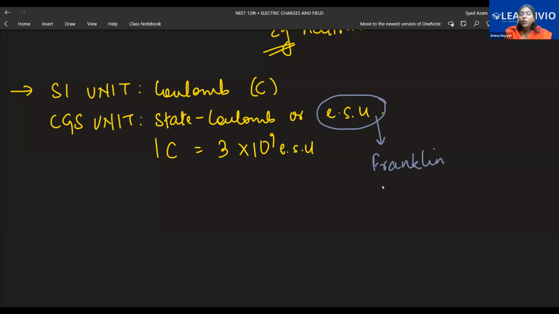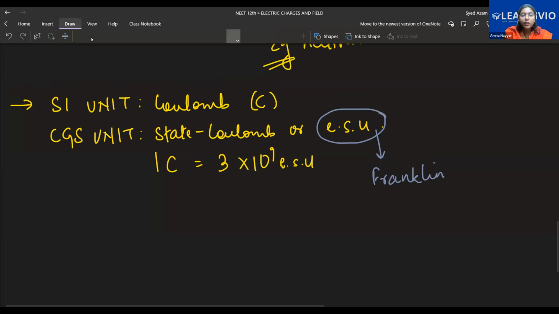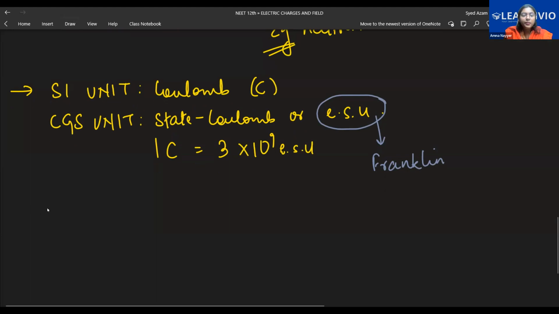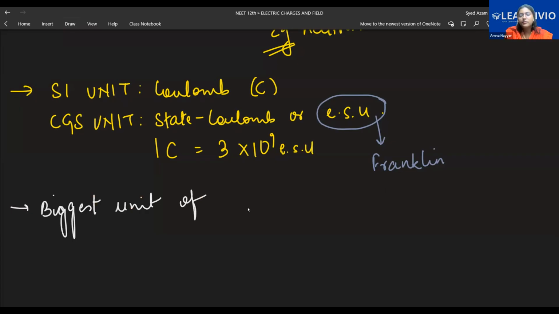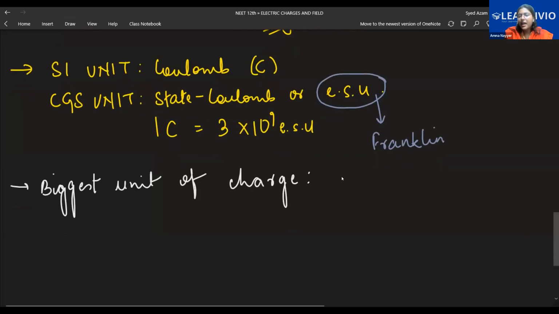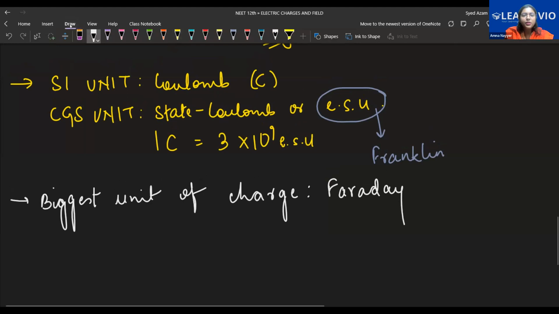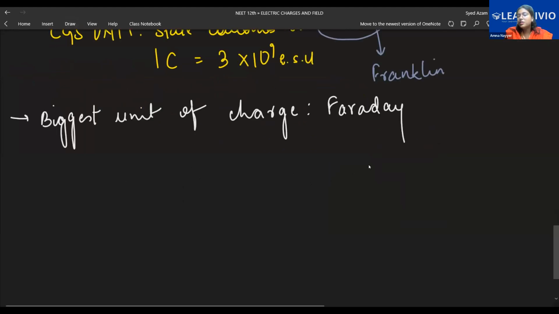What's the biggest unit of charge? This is important to know. The biggest unit of charge. Any idea? Anyone, any guesses? Actually, we have not discussed that. It's in capacitance. This is Faraday. This is the biggest unit of charge. The smallest unit you can make is the CGS unit. So the biggest unit of charge is Faraday.